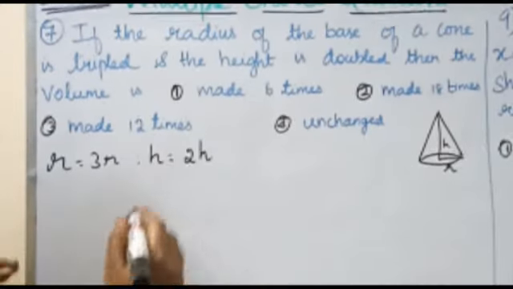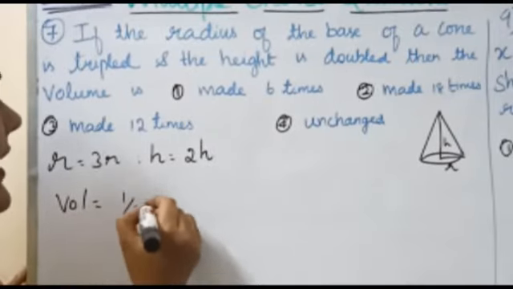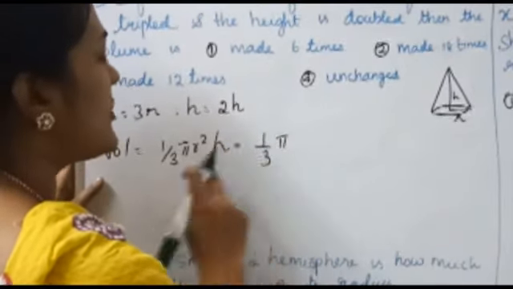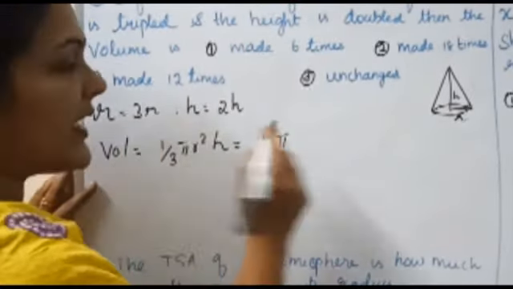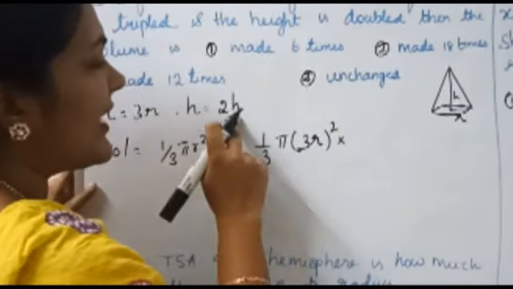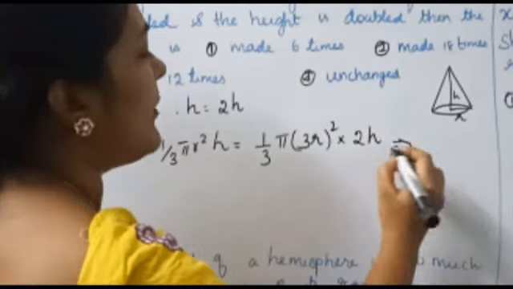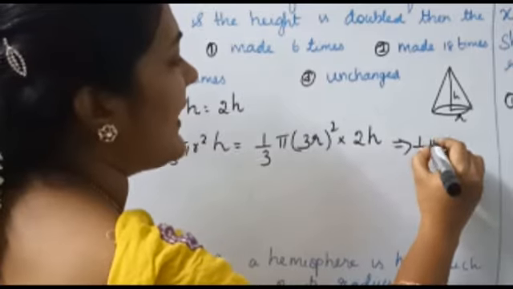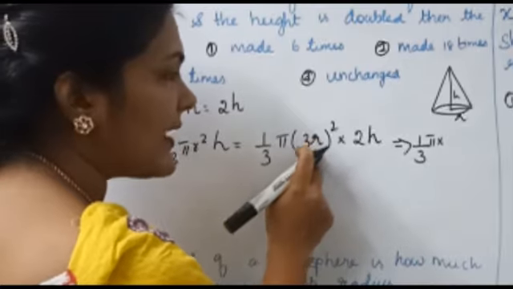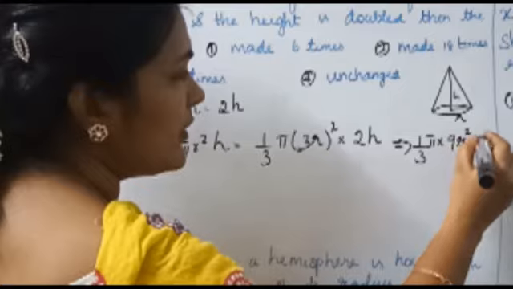That is what they are asking. Volume of cone is equal to 1 by 3 pi r square h, which is equal to 1 by 3 into pi into, instead of r you substitute 3r, so 3r the whole square, into, instead of h you substitute 2h. Now multiply: 1 by 3 pi into 3 square, which is 9, into r square into 2h.